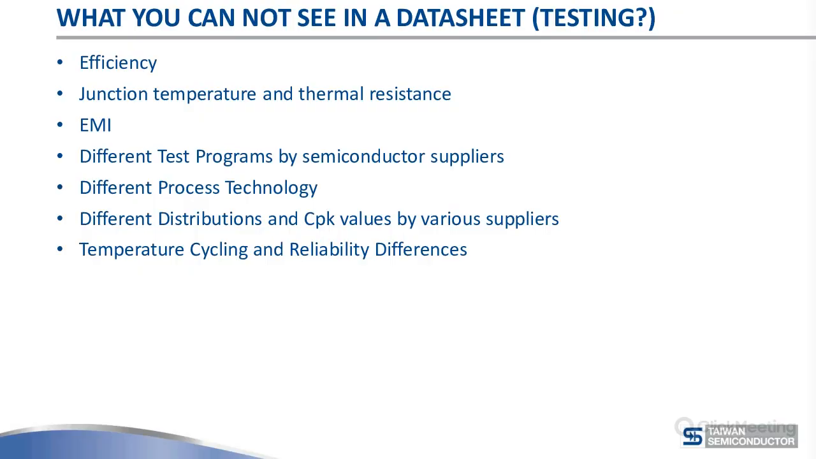So what can you not see in a data sheet, and for which things do you need testing? Obviously, efficiency is difficult to calculate based upon datasheet values. The junction temperature, you better measure, I think. EMI is also something you need to measure. And then behind the datasheet, every semiconductor supplier has different routines or different procedures for testing the product. There's also different process technology that is hidden behind the datasheet. There are different distributions and CPK values that can actually truncate what you measure rather than just following the datasheet. The real values could be quite different.